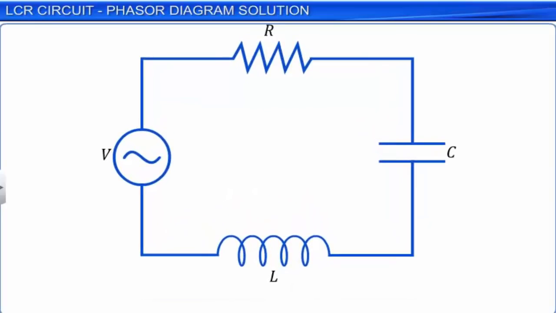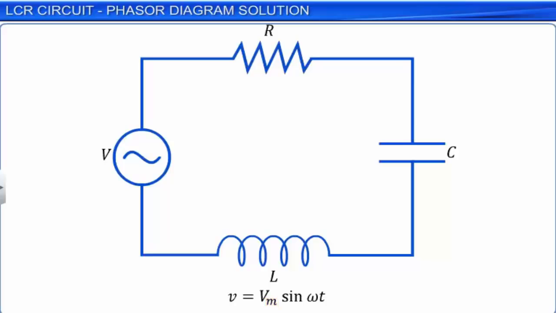Consider a circuit comprising a resistor of resistance R, a capacitor of capacitance C, and an inductor of inductance L connected in series to an AC source with voltage V equal to Vm sin omega t. Here, Vm is the maximum applied AC voltage and omega is its angular frequency. As per the convention being used, subscript m denotes maximum value or amplitude of the quantity being considered.